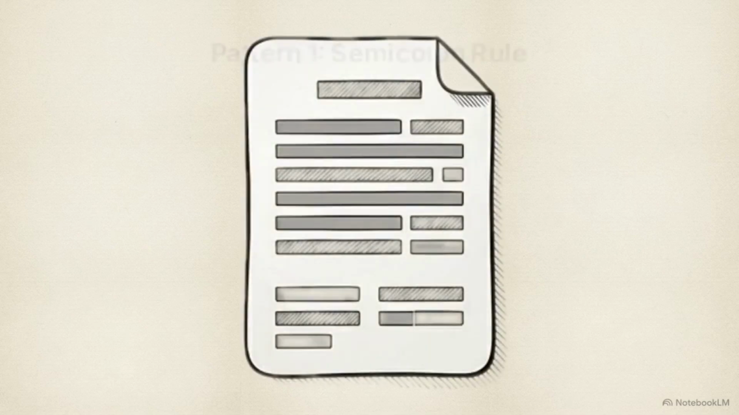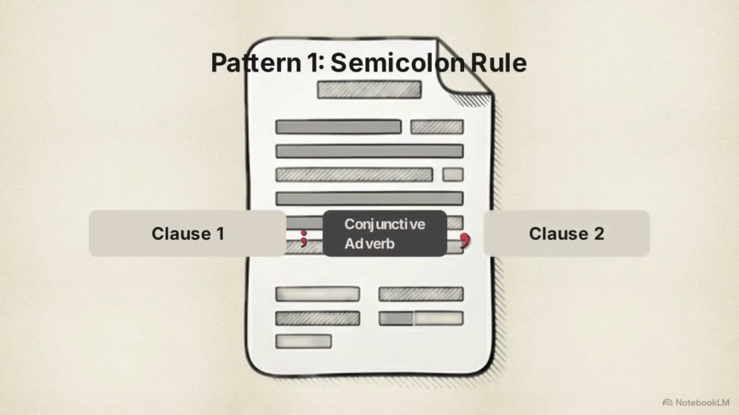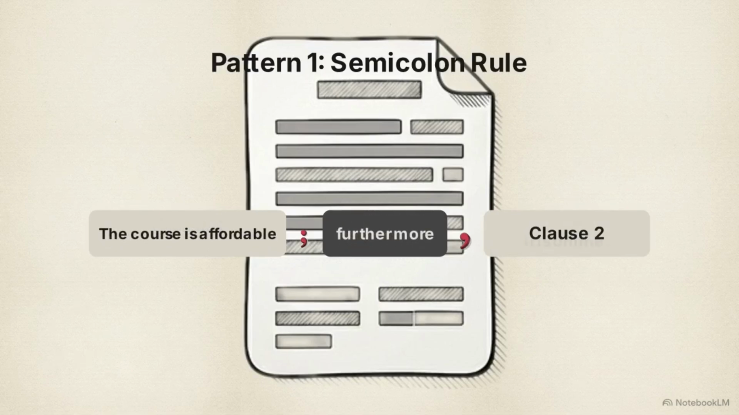Pattern 1 is the semicolon rule. To connect two thoughts, use a semicolon after the first clause, then the conjunctive adverb, followed by a comma. If we use furthermore, the formula looks like this. The course is affordable; furthermore, it is online.